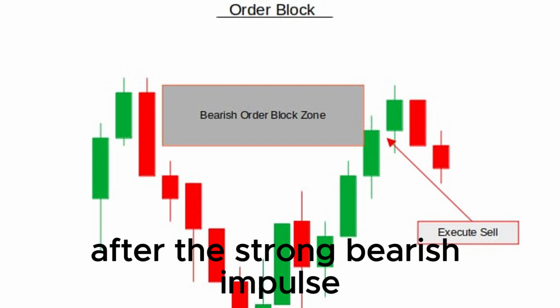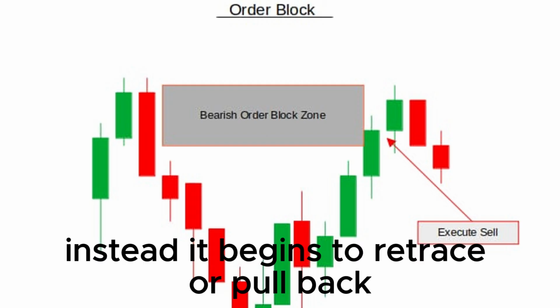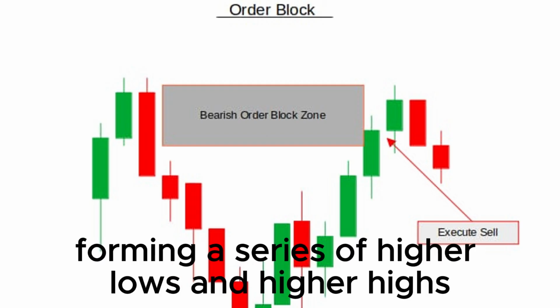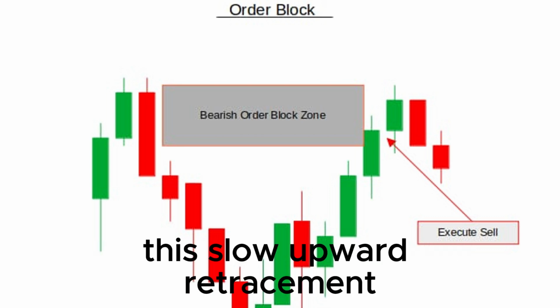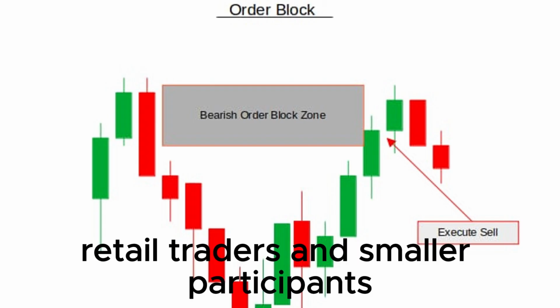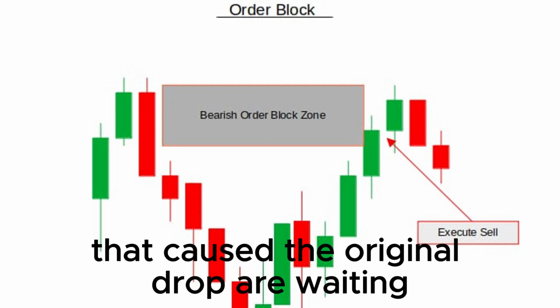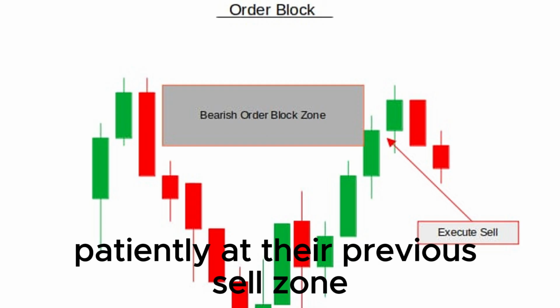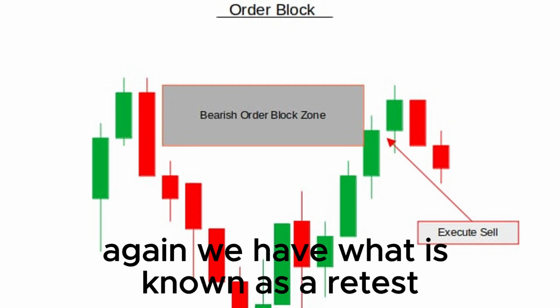After the strong bearish impulse, price does not continue down forever. Instead, it begins to retrace or pull back, forming a series of higher lows and higher highs until it rises once again to the level of the gray zone. This slow upward retracement is often a sign of weaker buying pressure. Retail traders and smaller participants push price upward, but the institutions that caused the original drop are waiting patiently at their previous sell zone.